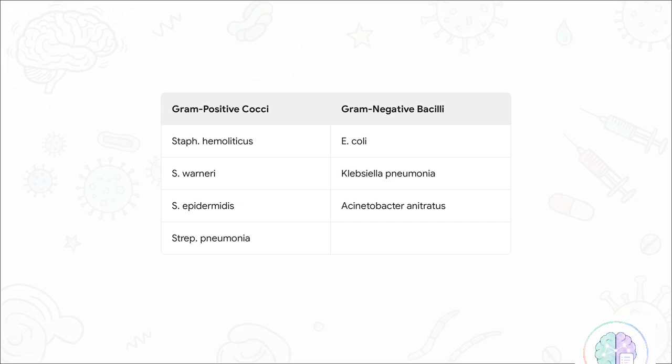Look at this data from a Greek series. For gram-positive cocci, it's Staph haemolyticus, Staph warneri, Coagulase-negative Staph epidermidis, and Strep pneumoniae. For gram-negative bacilli, we see E. coli, Klebsiella pneumoniae, and Acinetobacter baumannii. It's all about what's naturally hanging out in the nasal passages.